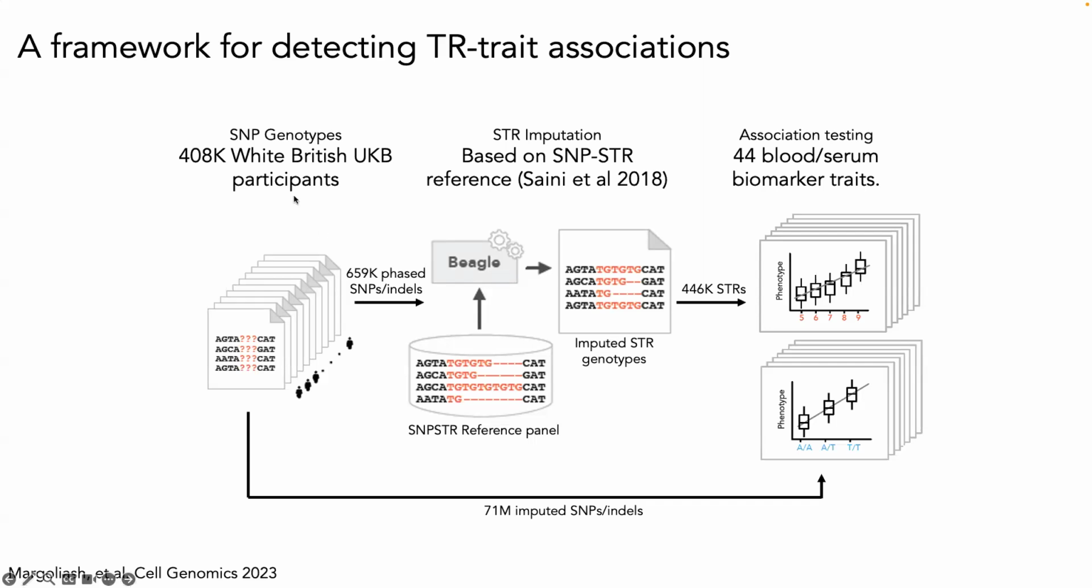In that case, we didn't have direct genotypes of the STRs. We had to impute them with a reference panel into the SNP data. So he imputed 500,000 STRs into the UK Biobank data. And then for 44 different blood and serum biomarkers, we could do association tests between all of the repeats and the different phenotypes, but also for the SNPs.